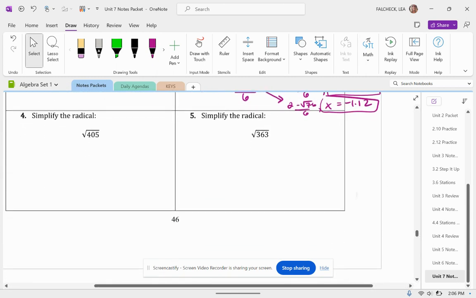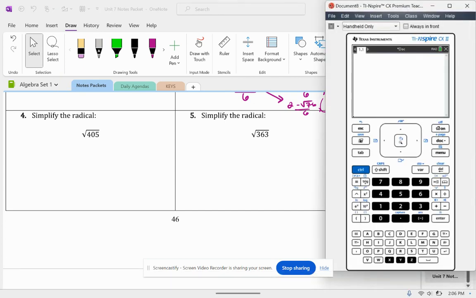Simplify the radical. The square root of 405. I'm going to look for the largest perfect square that is a factor of 405. I gave you 405 on purpose. It's a number that we never work with. I wanted you to use the trick in the calculator to practice. So I do 405 divided by x, control T.